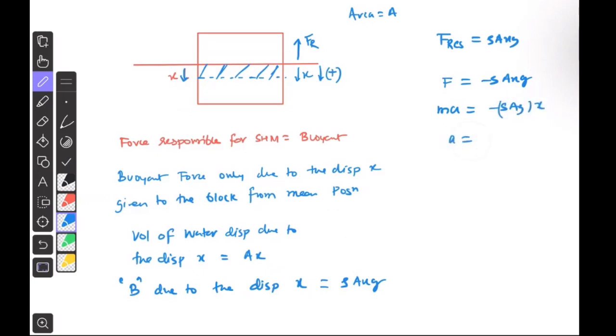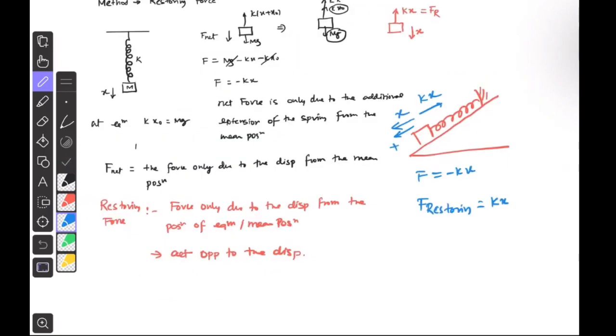So a will be equal to minus of rho ag by m into x. So still we are going to get the same answer, no? I hope all of you understood, no? Maybe I'll go back to the previous page if you have not copied. Copy this thing. So if you want, I can repeat for those who have joined after some time.